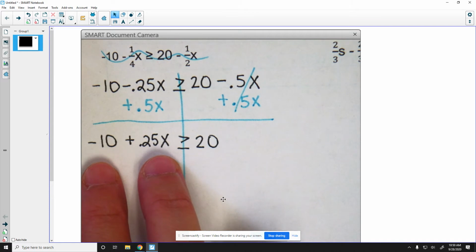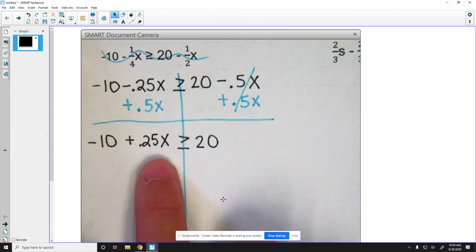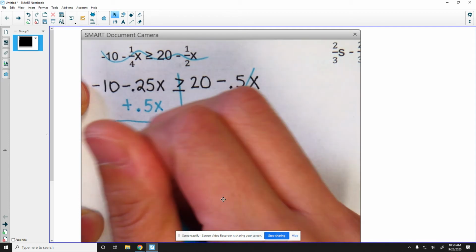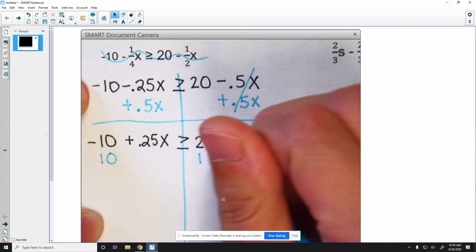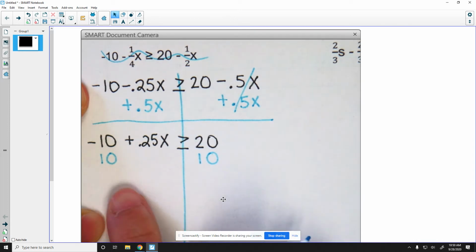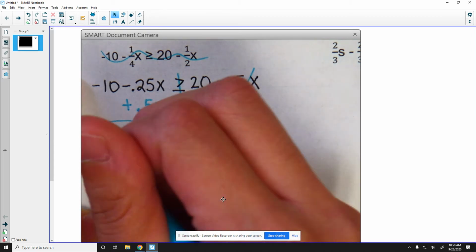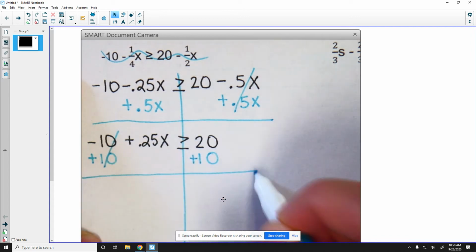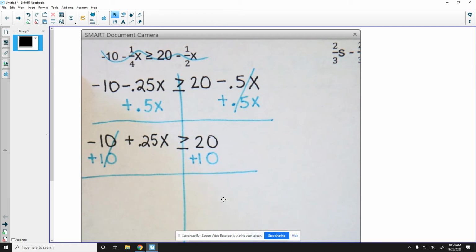Aaron, do you remember which one I have to do first? Going farther away from X. So is it the 10 or the 0.25? The 10. Yeah, so you have to do the one that's farther away from the X, and that one would be the 10. So I'm now going to drop the 10 on both sides. Larson, add, subtract, multiply, divide. Because it's a -10, opposite of -10 is +10. So I'm going to add 10 to both sides.